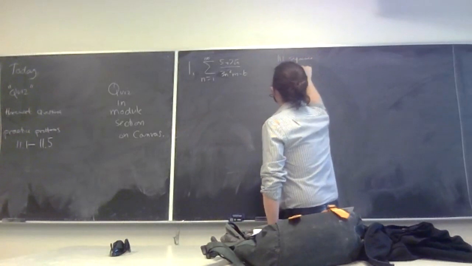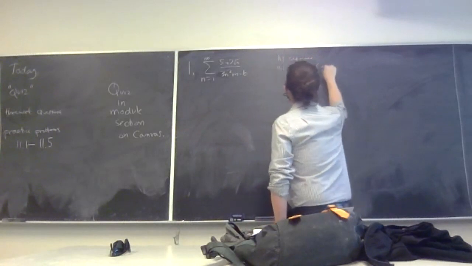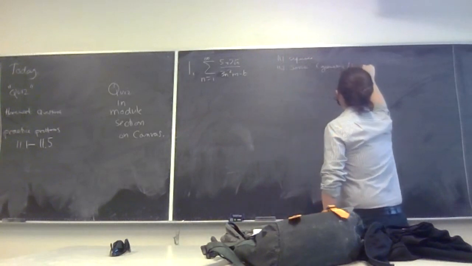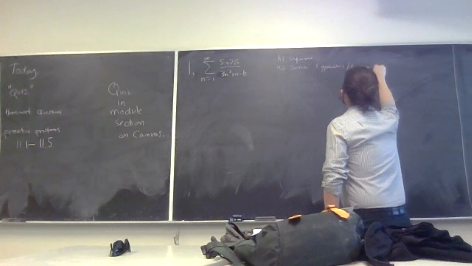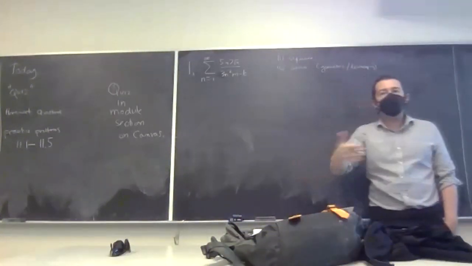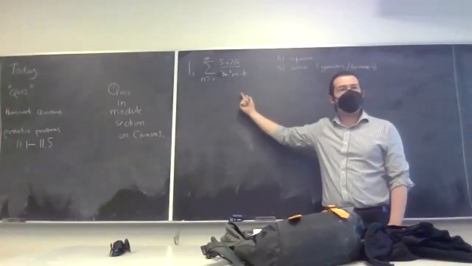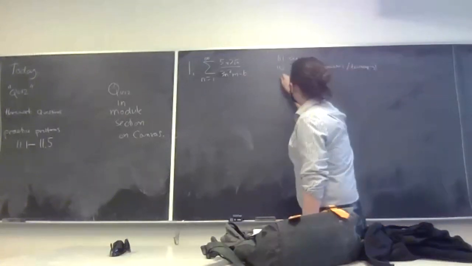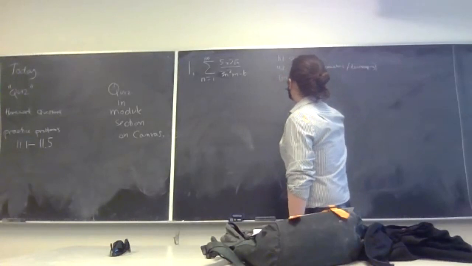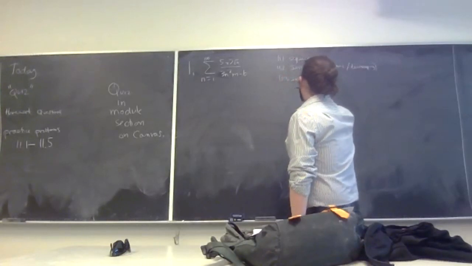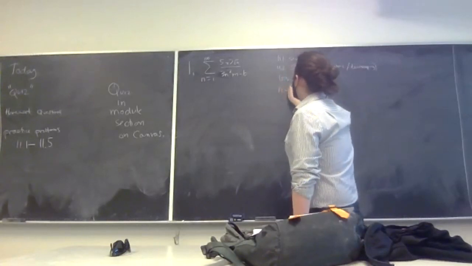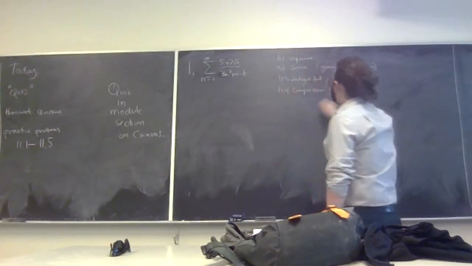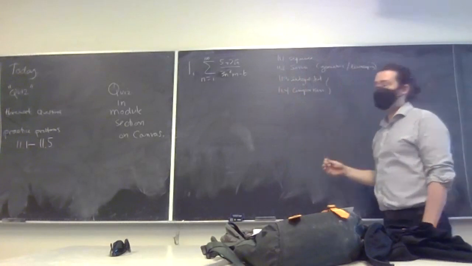11.2 was about the definition of series, which included geometric and telescoping. And even if you didn't know that the quiz was about 11.3 and 11.4, you'd know that this isn't a geometric series, right? It's not something to the n over something to the n. 11.3 is about the integral test. 11.4 is about the comparison test. These are the topics of this quiz: integral and comparison.